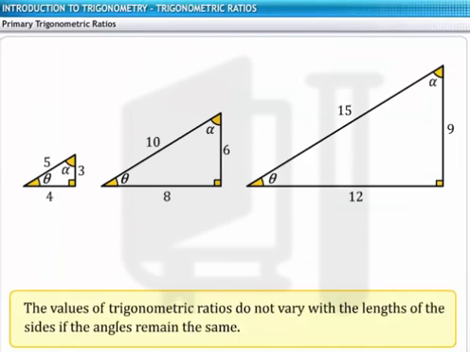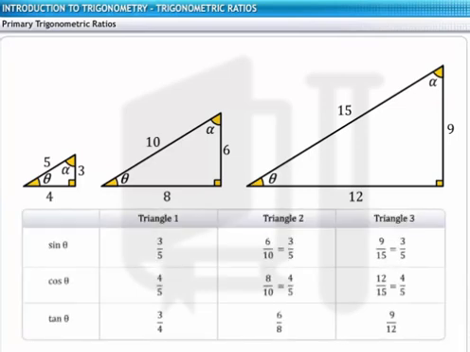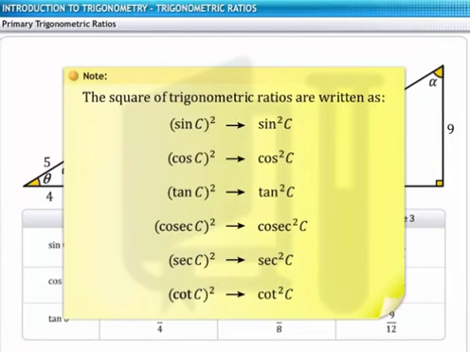The values of trigonometric ratios do not vary with the lengths of the sides if the angles remain the same. Thus, we can conclude that trigonometric ratios are only dependent on the ratio of the sides and not on the lengths of the sides. An important point to note is that when the square of these ratios is written as sine square C in place of sine C square, this applies for all trigonometric ratios.